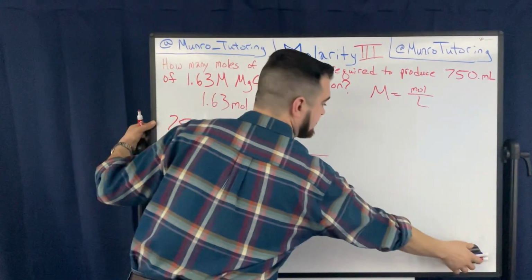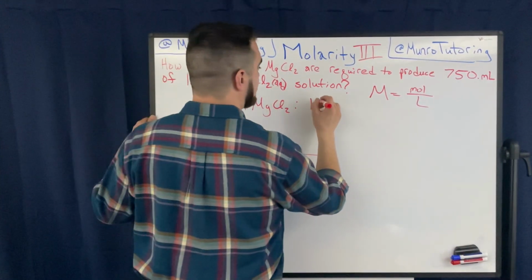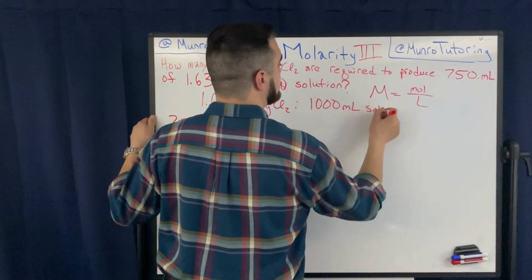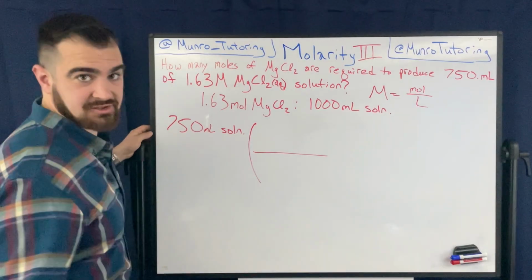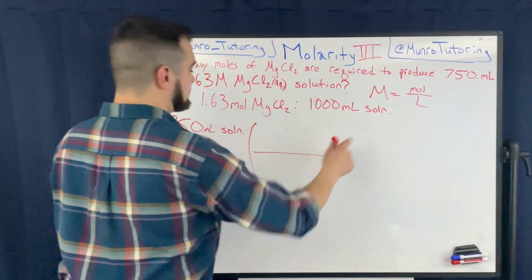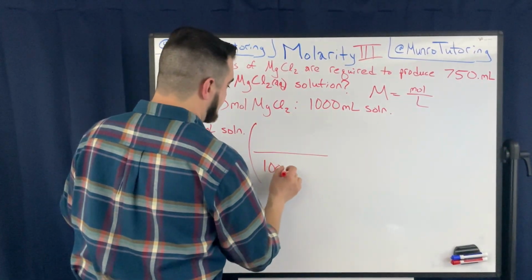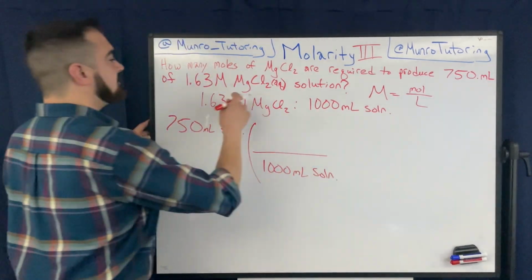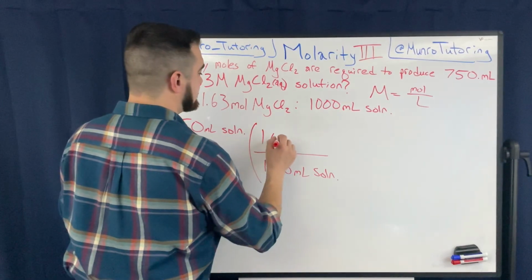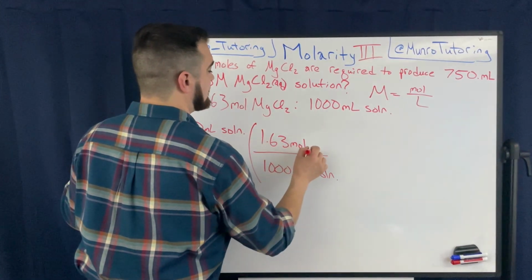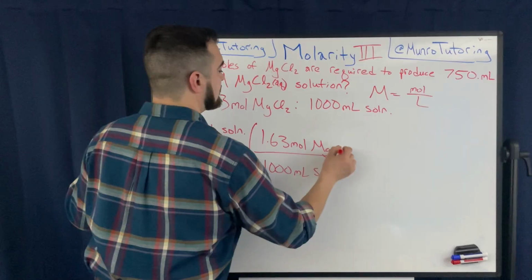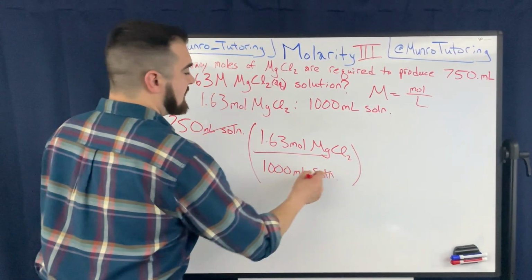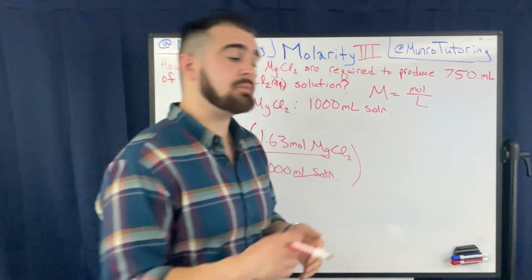So we're going to go and do this. That is going to be 1,000 milliliters of solution. And now we're good to go because that's milliliters of solution. Plug this in, 1,000 milliliters of solution. And the other side goes on top. That's 1.63 moles of magnesium chloride. Close this up and we can cancel out these units. And let's get the calculator and punch this in and see what we get.